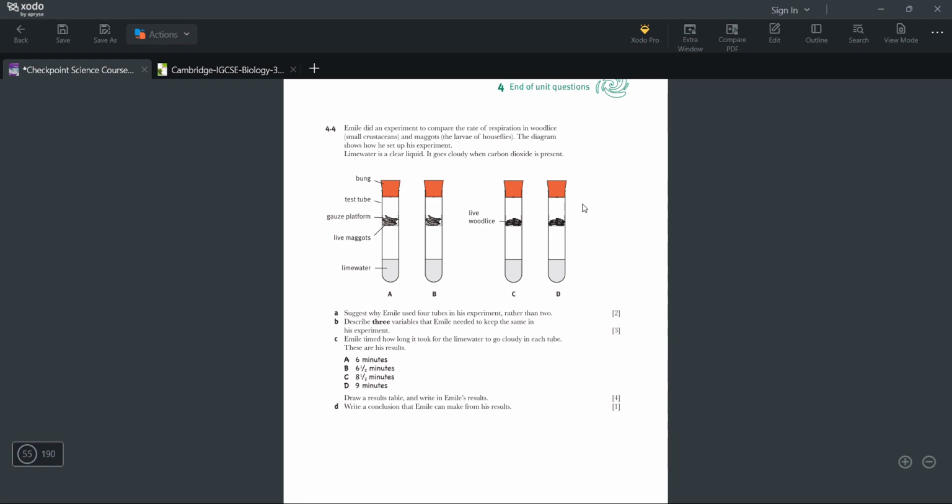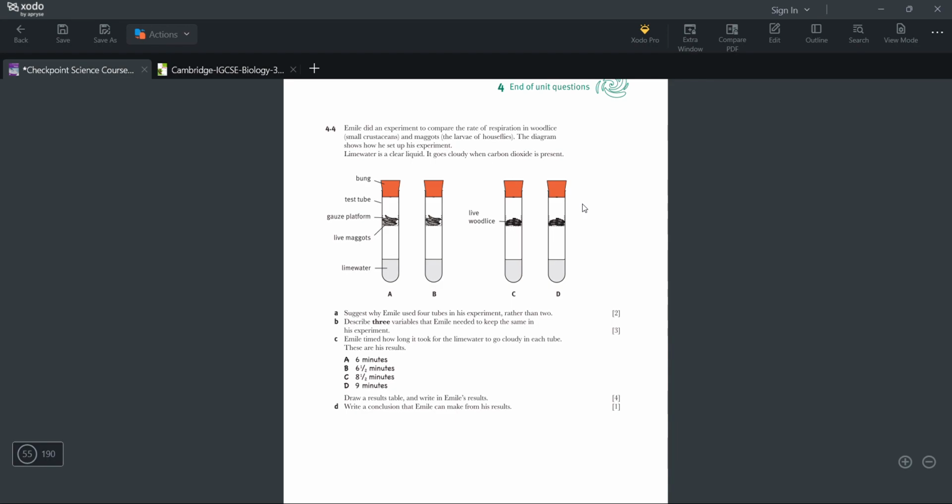Lime water is a clear liquid, and it goes cloudy when carbon dioxide is present. So basically, if you see that the lime water goes cloudy, that means that there is carbon dioxide being produced by each one of these. Okay.